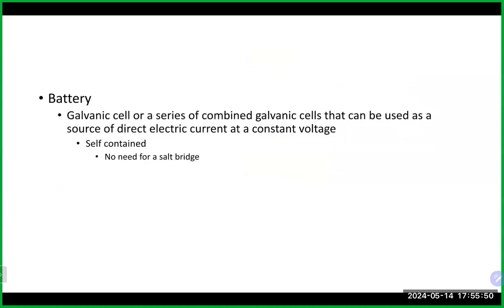A battery is basically a galvanic cell or a series of galvanic cells that's used as a source of direct electrical current at a constant voltage. They're very similar to a traditional galvanic cell you could build in the lab, except with all the sloshing chemicals and the beakers, they're self-contained inside. They have some other stuff that acts like a salt bridge and keeps everything flowing.